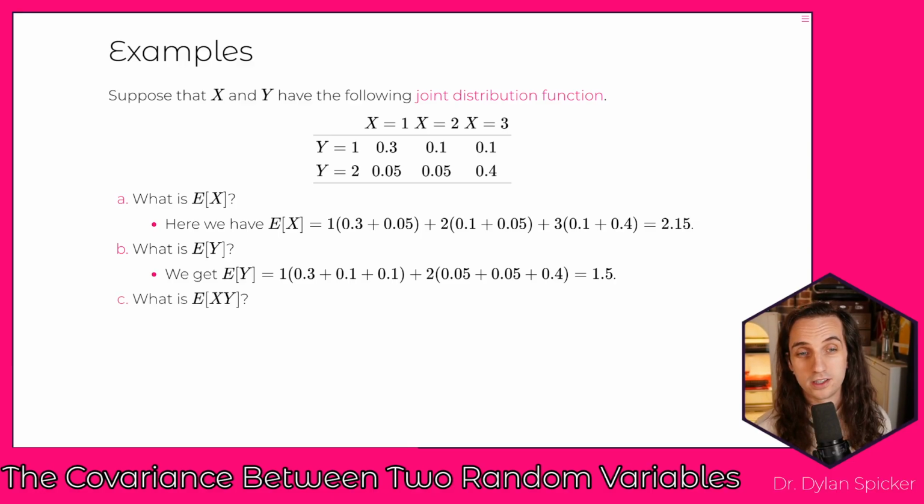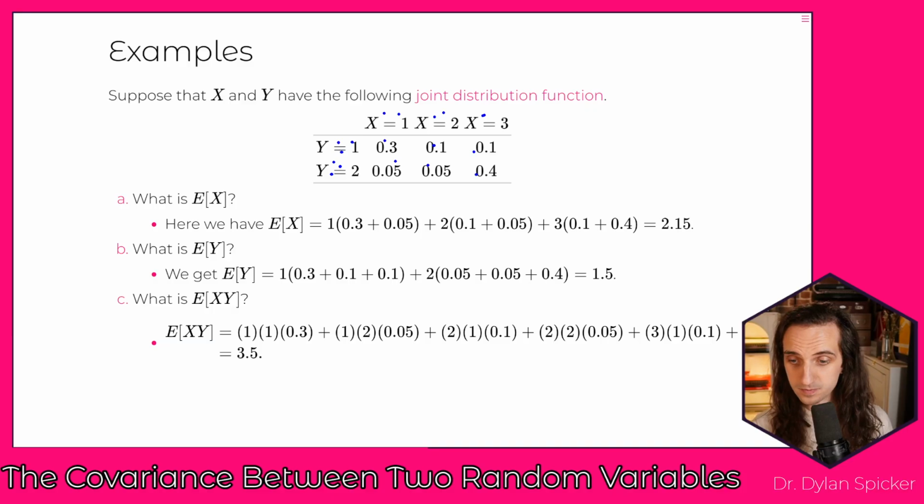So what is the expected value of x times y? So for this one, we go through the entire joint distribution, right? And we take x times y times the probability, and then x times y times its probability, x times y times its probability, and so forth, right? Through all of the different combinations here. And then once we have done all of the different combinations, we add those all up, and that's going to give us our joint expected value. So we take 1 times 0.3, 1 times 2 times 0.05, 2 times 1 times 0.1, 2 times 2 times 0.05, 3 times 1 times 0.1, and 3 times 2 times 0.4. And doing all of that gives us 3.5.